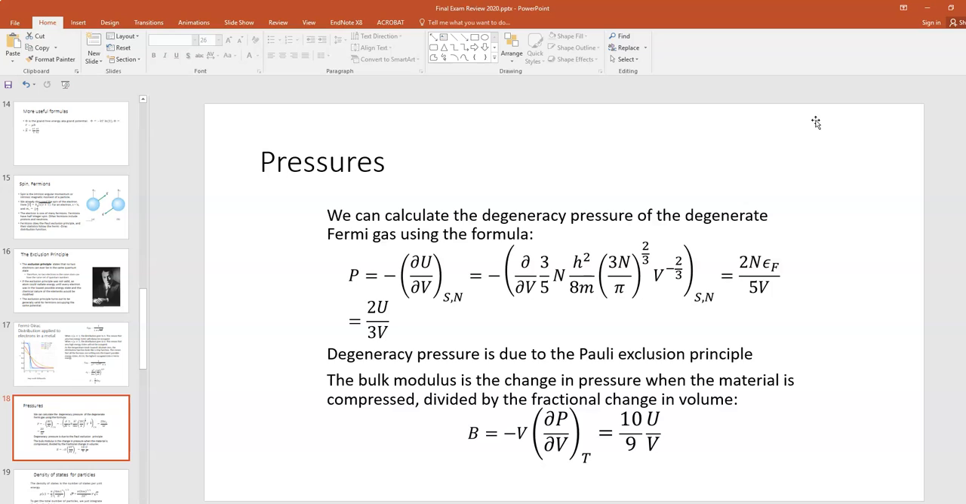They're pushing back. Okay? The bulk modulus is the change in pressure when the material is compressed, divided by the fractional change in volume. And we solved for this for our system. So the bulk modulus B is equal to minus V partial P with respect to V, holding the temperature constant. And then that's equal to 10/9 U over V.